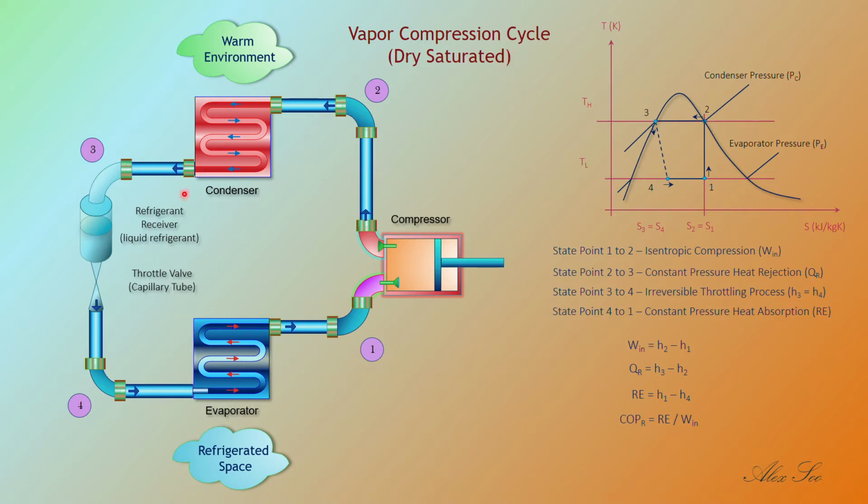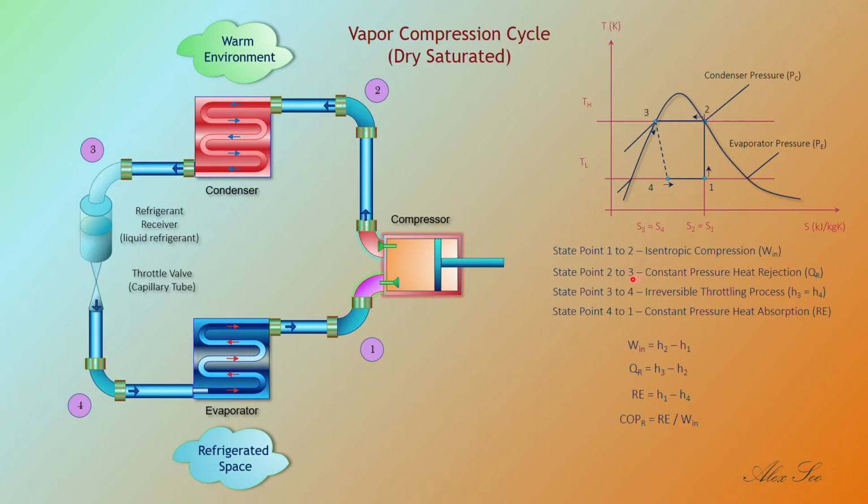So it's just the same. The only thing different here is that it is being replaced by an expansion valve instead of an expander. Now, just the same here, state point 1 to state point 2, you have isentropic compression. That is where you have your work input. To find the work input here, you take H2 minus H1.